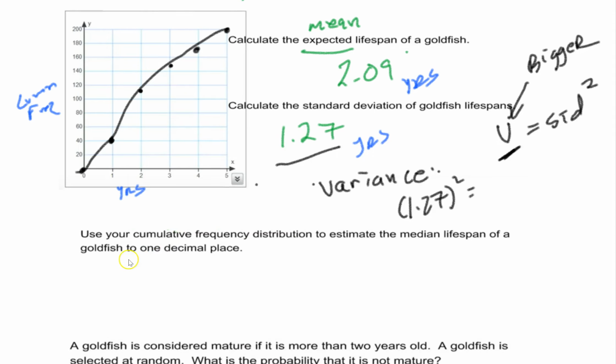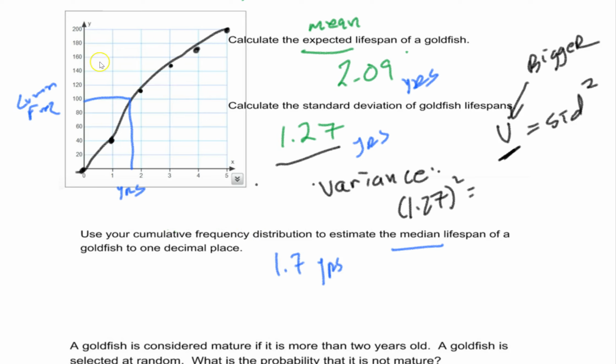Now we actually use a graph here. Use your cumulative frequency graph distribution to estimate the median lifespan of goldfish to one decimal place. So now notice it's the median. I could do that on my graph here. There's 200 goldfish here. Median would be halfway, 100. Go across, and you go down. One decimal place. This is a pretty crappy drawing. So Wilson put 1.7 years.